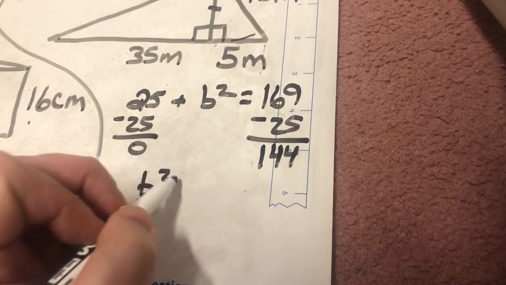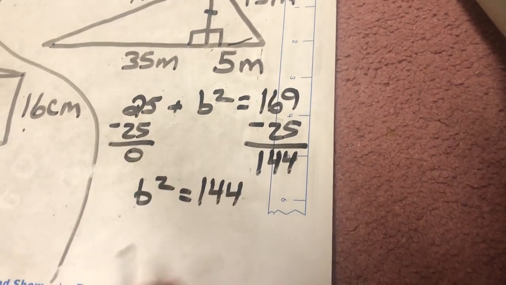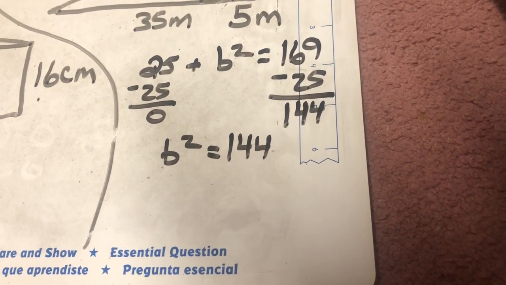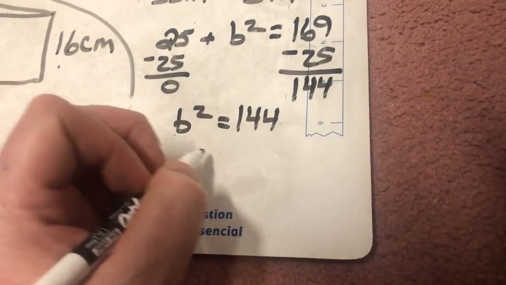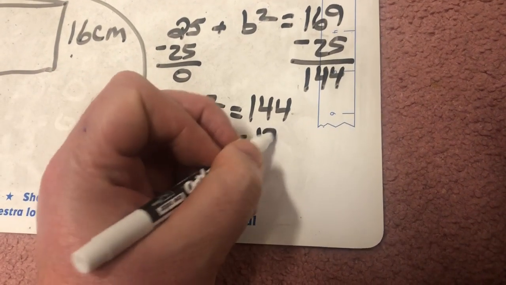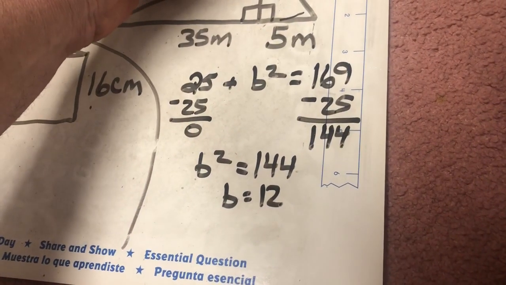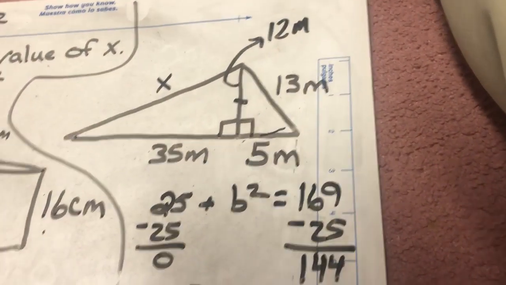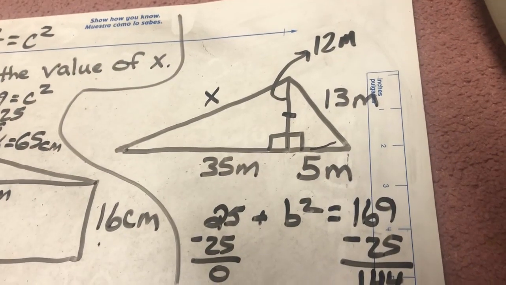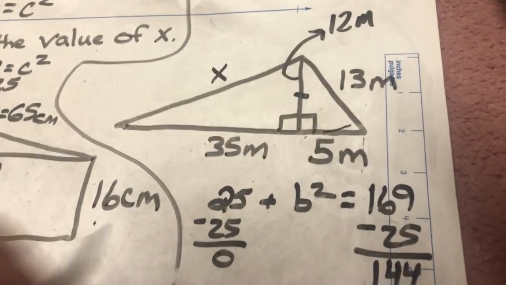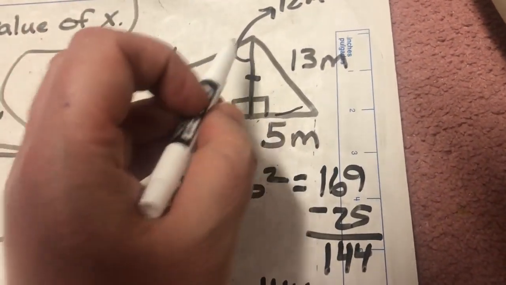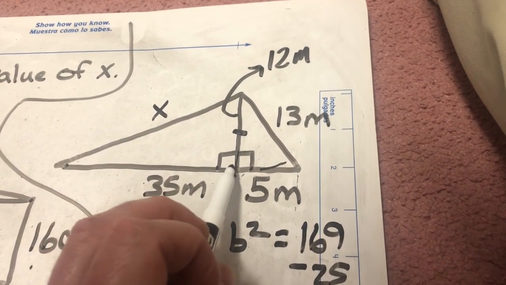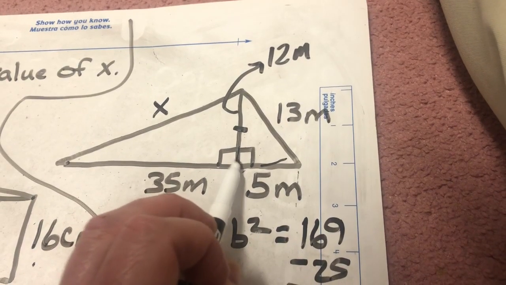I'm going to get b squared equaling 144. I should know without a calculator, but you can punch it in if you need to, that the square root of 144 is 12. So b equals 12. So I get this length right here that I now know is 12 meters. Here's the catch, 7th grade. A lot of times once we figure something out, we tend to think, oh, we're done. But remember, this is not where x was. X is over here. We just needed to be able to solve for x. We need to have figured out what this was. We figured out now that that was 12.